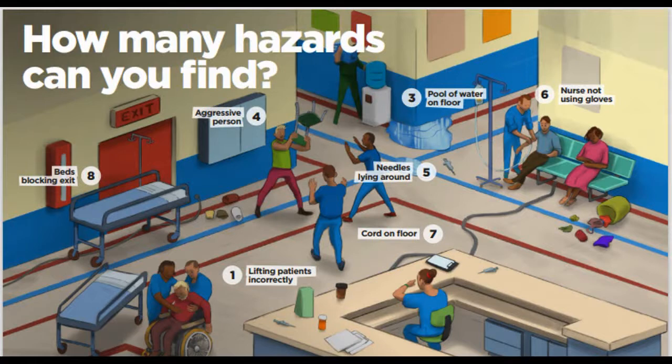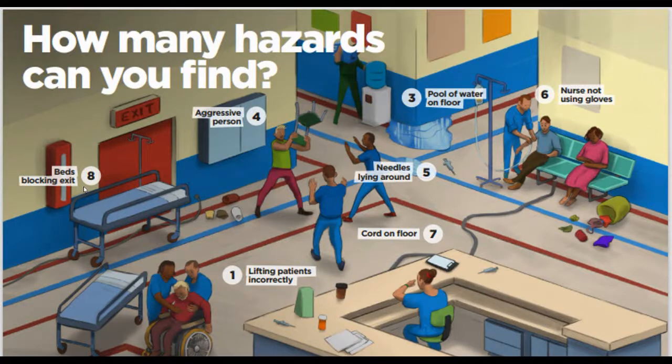Okay, and then the cord on the floor. This is a serious hazard, and we can find this in our laboratories. But now our laboratory already has the cord properly inside the cable trunk. So what are the possible risks for hazard number 7, the cord on the floor? It will harm other people. People will trip or stumble and fall down, for example.